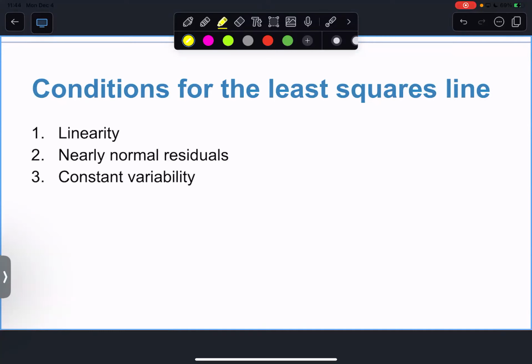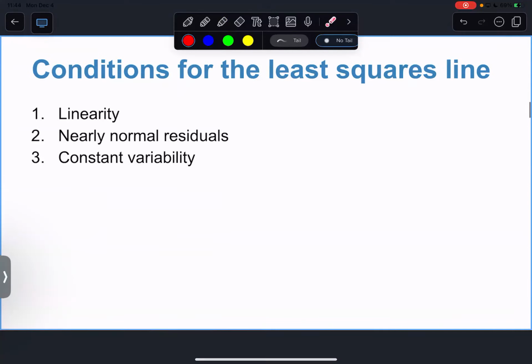Now, for the conditions, I'm going to go super fast because I'm not going to check the conditions for the least squares line on the final exam. But the first condition is relatively obvious. You have to have a linear relationship to be able to model it with a straight line. I think that's fair. We have to have nearly normal residuals.